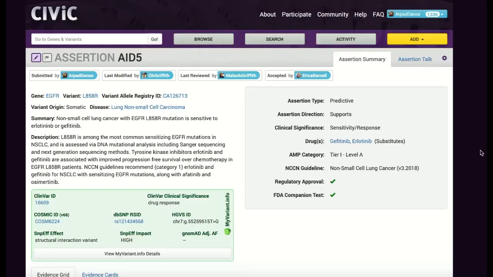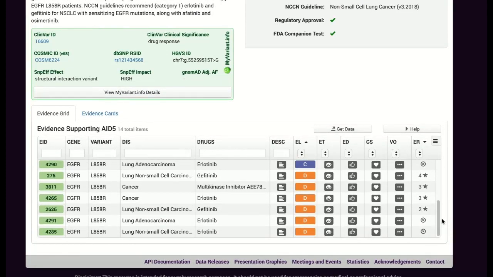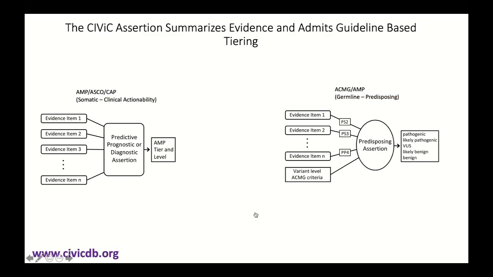The assertion is associated with its underlying evidence items in the assertion view of the user interface, and the assertion summarizes what's known about the variant and allows for a variant classification derived from systems of guidelines. Therefore, guideline-based tiering is built into the assertion, and two categories of assertion currently exist in CIViC based on two sets of guidelines that CIViC has integrated.